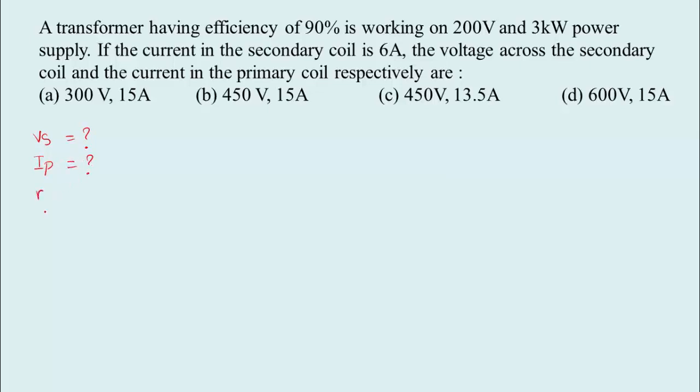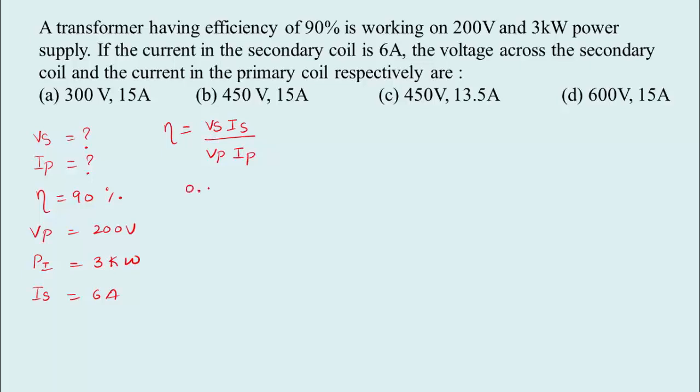So eta is given as 90%. Then voltage across primary is given as 200 volt. Then input power is given as 3 kilowatt. Similarly, current across secondary is given as 6 ampere. So we want Vs and Ip. First I am using the efficiency equation. Efficiency of a transformer is given by eta equal to Vs Is divided by Vp Ip.